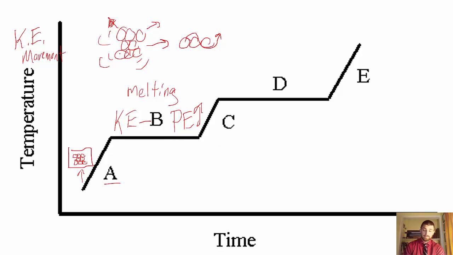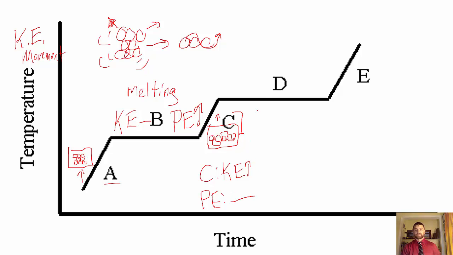Once all of them have been broken apart and it's completely melted, then we've got the liquid phase where they're moving around and flowing past each other, and then the temperature can go back up. So in this section C, the kinetic energy is going up, but the potential energy is staying relatively constant. It's not really changing.